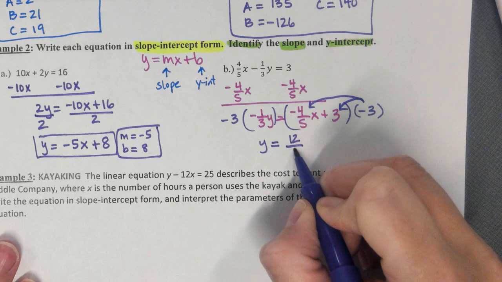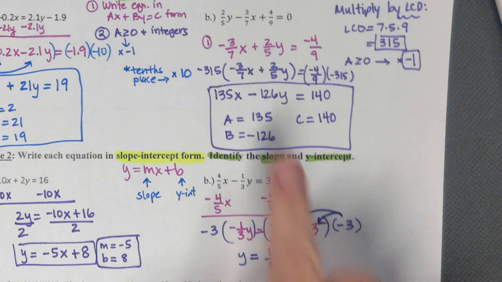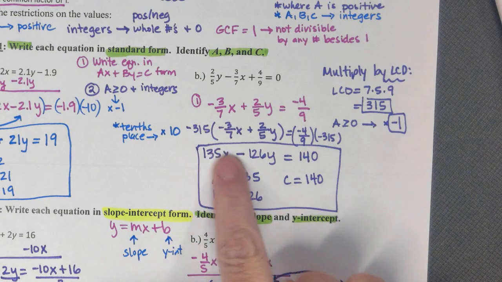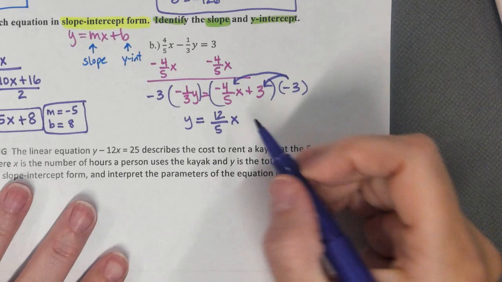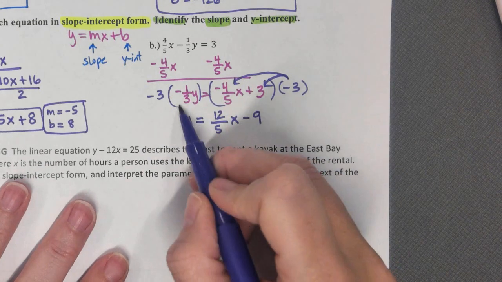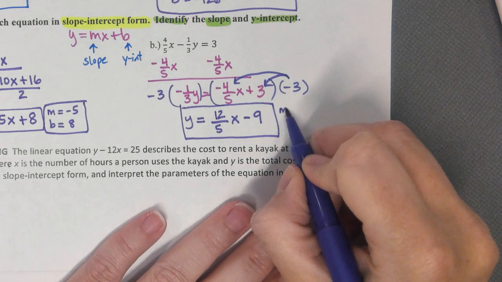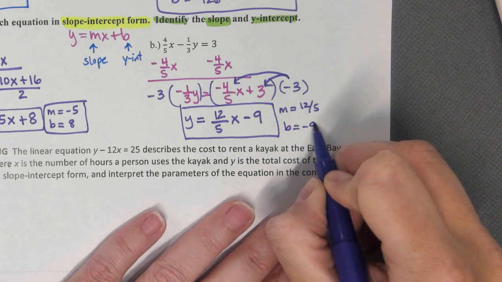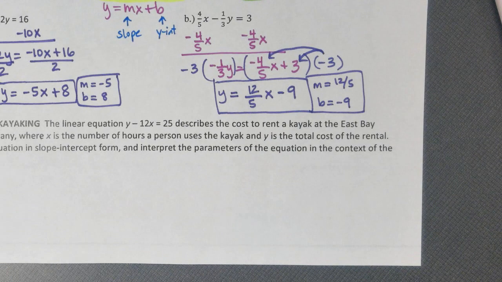Can I simplify 12 over 5? No. Okay, we knew that these would simplify because we multiplied by the LCD. We did that to get rid of the fractions. Okay, sometimes you can't get rid of them. Okay, so y equals 12/5 x minus 9, where your slope is the 12/5, and your y-intercept is negative 9. Make sure you put the negative with it.